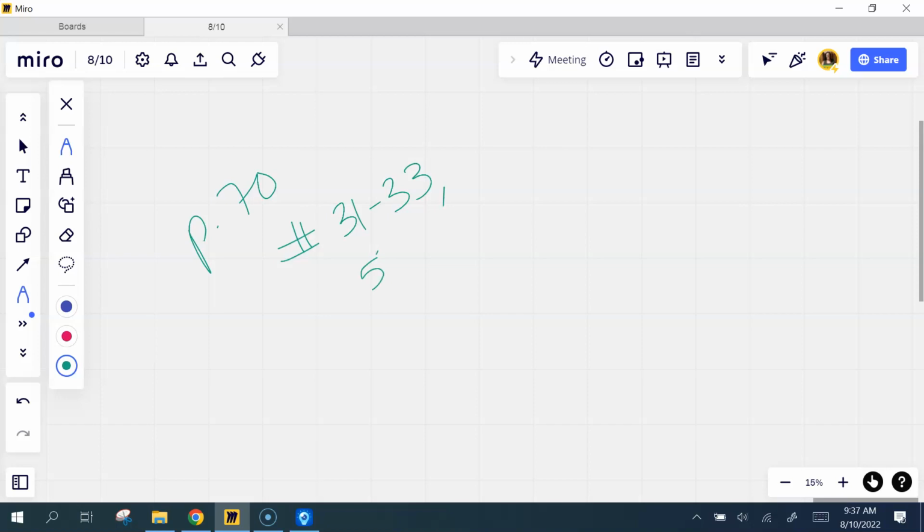Then let's do 57, 59. I'm gonna get a trig one. 61, and then 65 to 68. Those are sandwich theorems, but they tell you to find the limit graphically and then use the squeeze theorem to confirm your answer. I think that should be good.